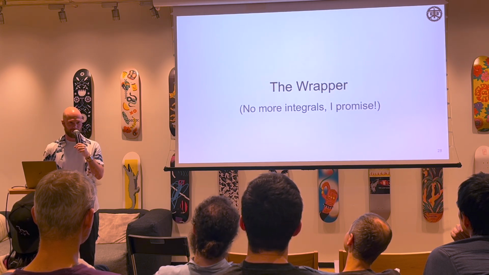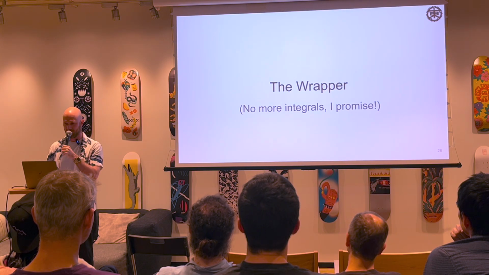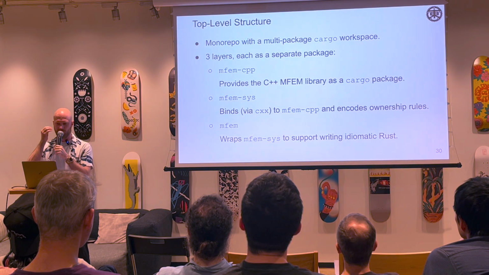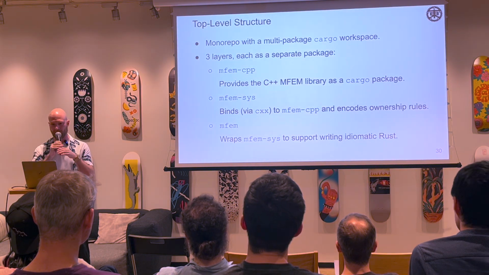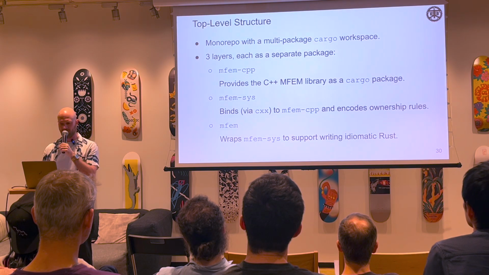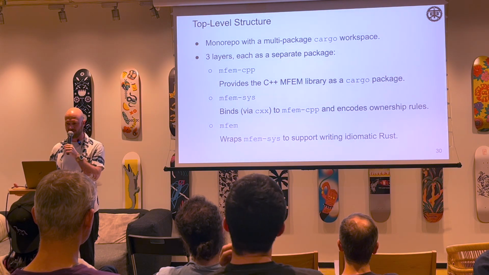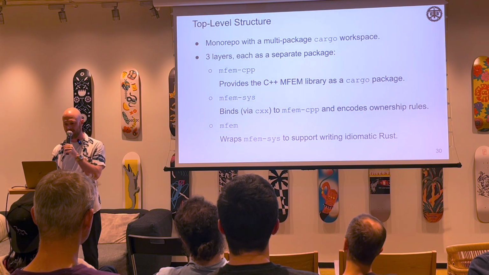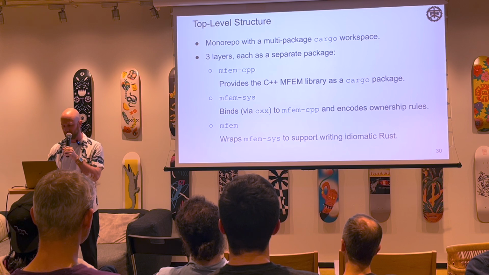This part is about the wrapper. There are no more integrals in the talk, I promise. Top-level structure. It's a monorepo with 3 layers. Each layer is a separate cargo package. MFEM CPP just provides the CPP MFEM library as a cargo package. So it's using some build.rs machinery with the CMake crate to build stuff, or hook into the MFEM that you already have installed in your system.